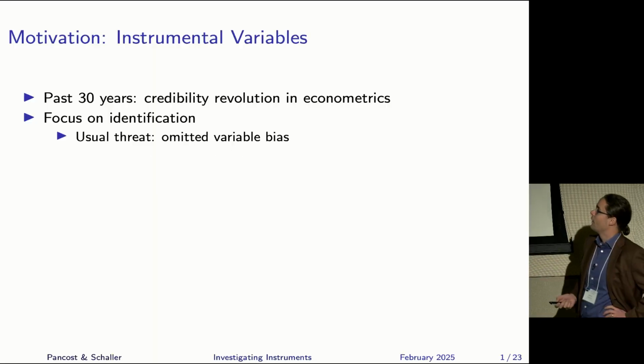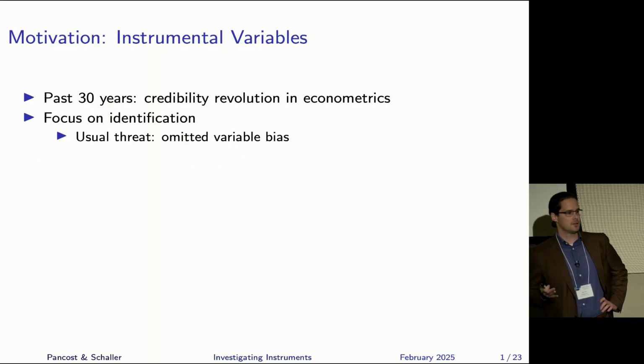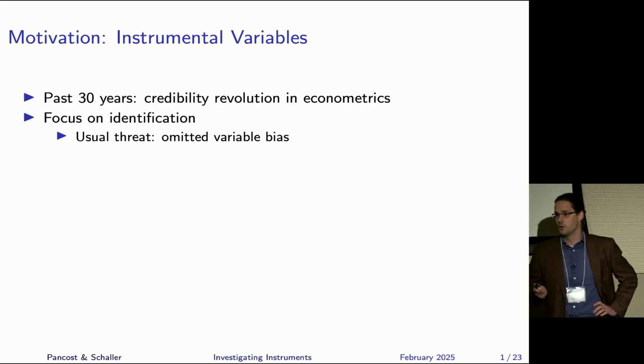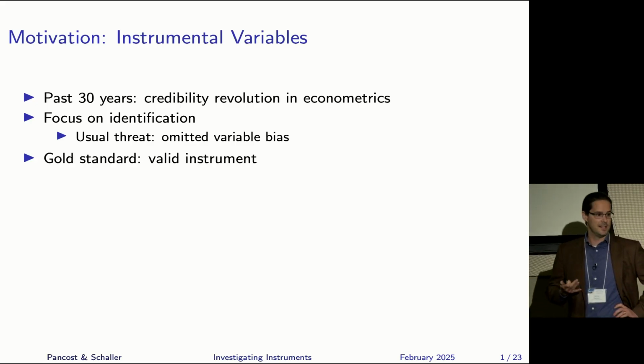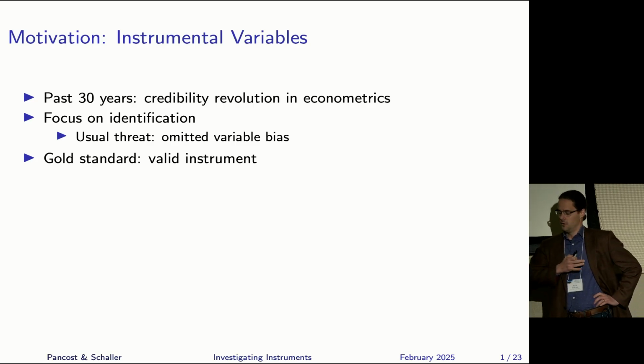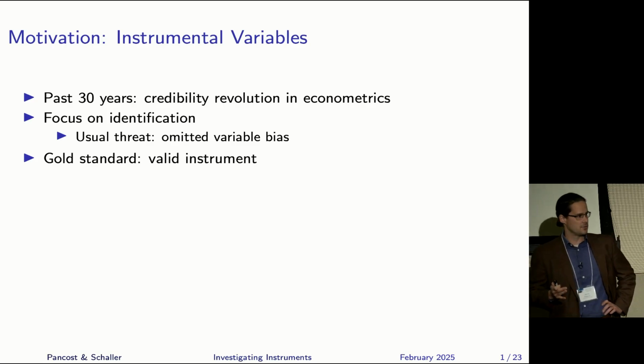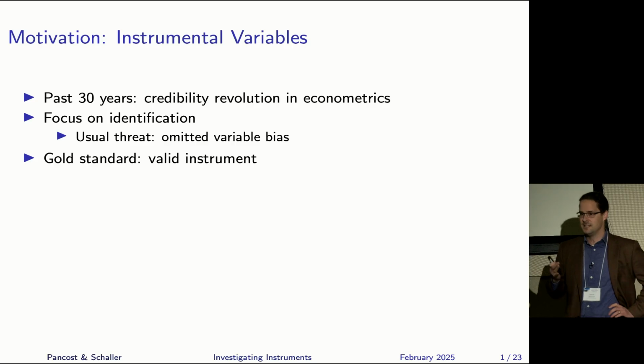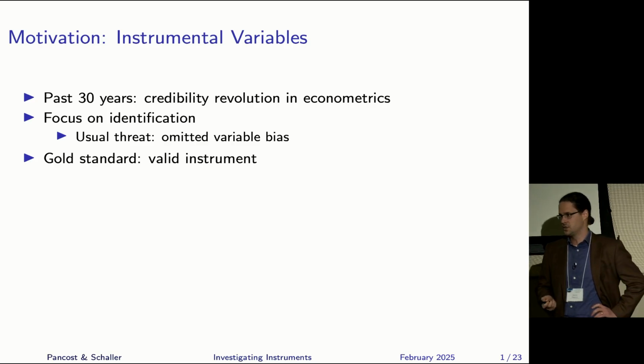The usual problem in this kind of exercise is omitted variable bias. Okay? There's lots of tools and tricks in our toolbox to deal with omitted variable bias. I think one of the most powerful ones is if you have a valid instrument. Okay? And we have job market papers, entire careers built on finding natural experiments and arguing about whether we have indeed found a valid instrument for a particular question.